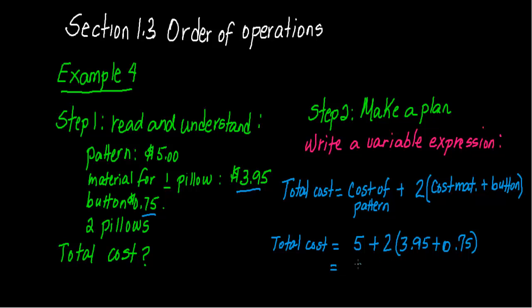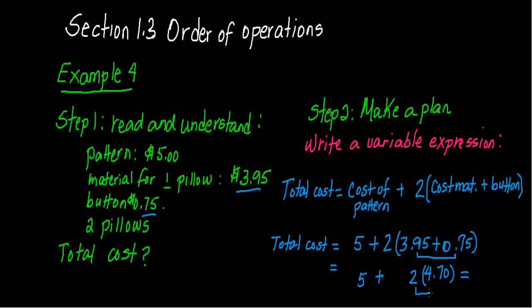So the total cost comes out to, remember if I have parentheses, I need to do the operation inside the parentheses first. Okay? So this equals 4.70. And that I'm going to multiply by 2. This means that for one pillow, I'm going to spend $3.95 on materials and 75 cents for the button for that pillow. So 4.70 will be the cost of each pillow. Since I'm going to make 2 pillows, then I multiply that amount by 2 and I add the $5 that I'm going to spend on the pattern.